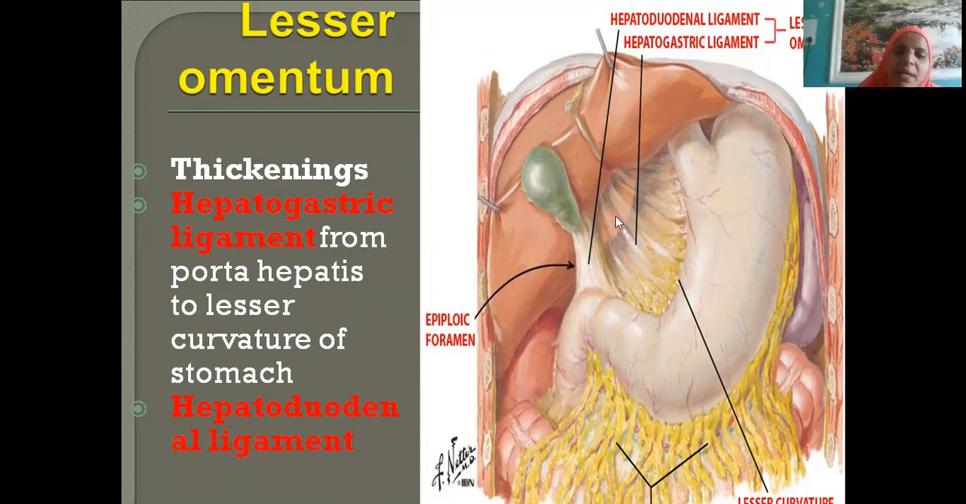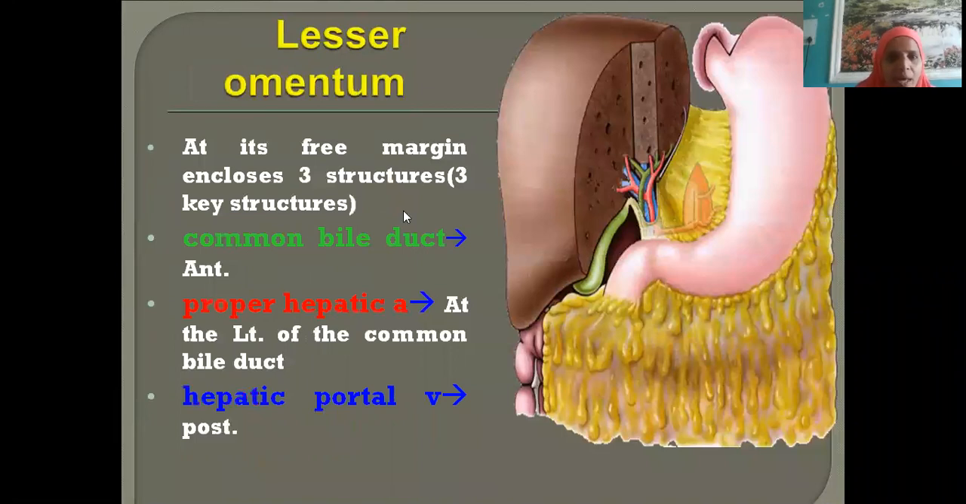However, they are related to the porta hepatis. I'll help you with a diagram, not like this. You will not understand. The lesser omentum has two thickenings. You remember hepatogastric ligament, hepatoduodenal ligament. Then now see here. This is the free margin. What are these structures? VAD. Lokesh, what are these, beta? Vein, artery, and bile duct.